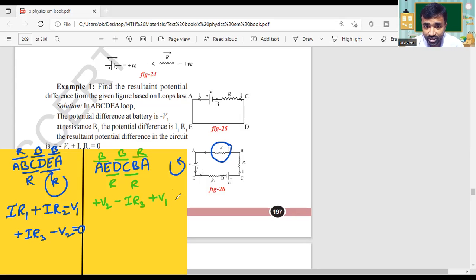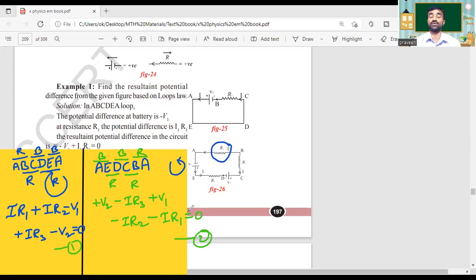Next, C to B, resistor in the direction of current, so taken as negative, the product of I and R2. Next, through a resistor along the direction, minus, so the product of current and resistance, IR1, is equal to 0. So observe the difference between equation 1 and equation 2 here.